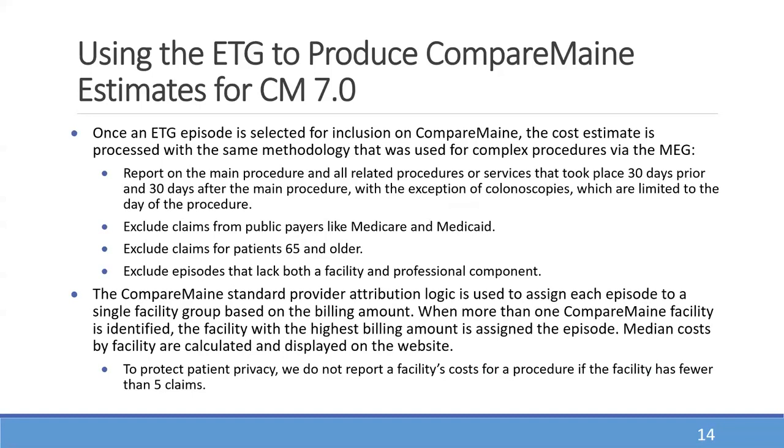And just as a reminder, to protect patient privacy, we do not report on a facility's costs for a procedure that has fewer than 5 claims that we're able to identify. So this could be at the facility procedure level, where at the facility there are more than 5 claims, but if you select a specific insurer, we show options to select by 5 different insurers, such as Aetna or Harvard Pilgrim. Each of those selection criteria must have at least 5 claims for us to display the median cost.